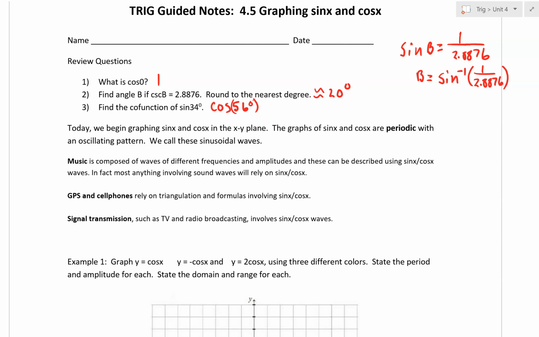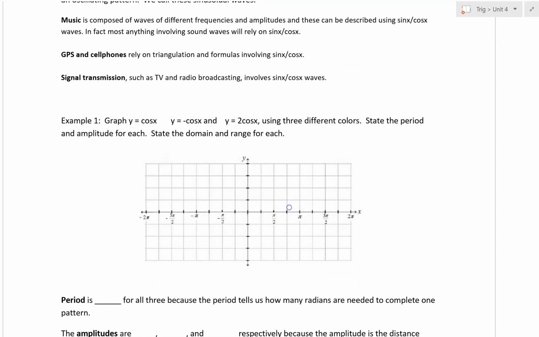Today, we're going to begin graphing sine and cosine in an xy plane. The graphs of sine and cosine are periodic with oscillating patterns. We call these sinusoidal waves. Music is composed of waves of different frequencies and amplitudes, and these can be described using sine and cosine waves. In fact, most anything involving sound waves will rely on sine and cosine. GPS and cell phones rely on triangulation and formulas involving sine and cosine. Signal transmission, such as TV and radio broadcasting, also involve sine and cosine waves.